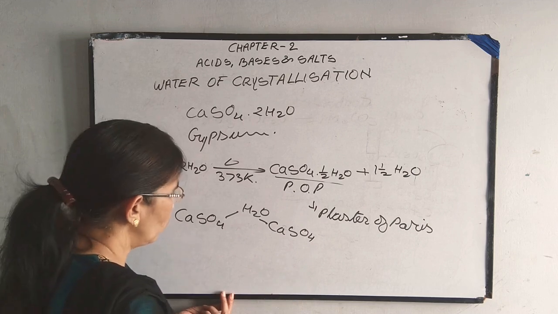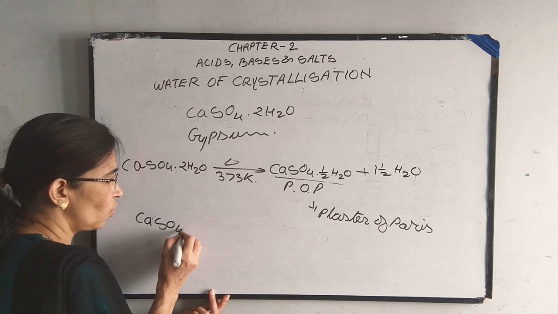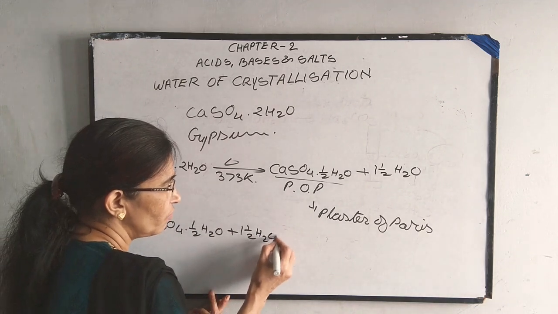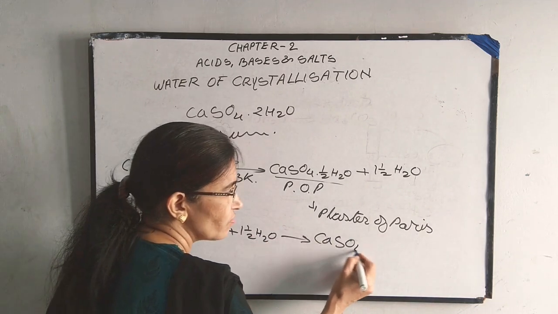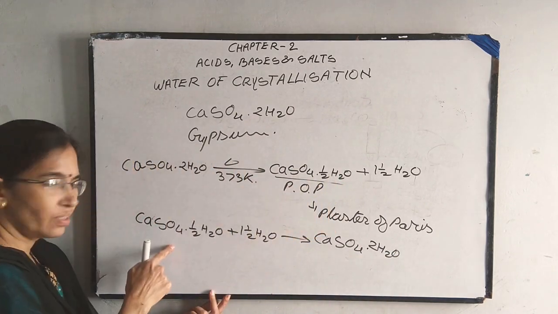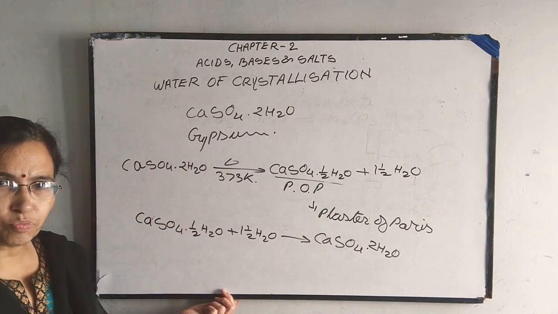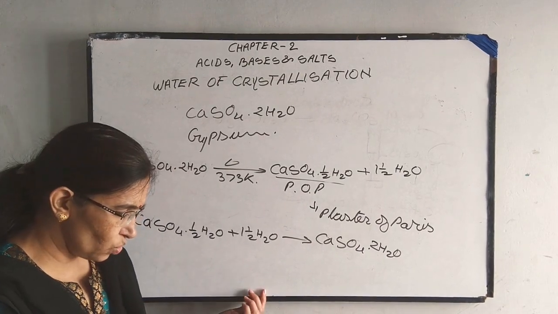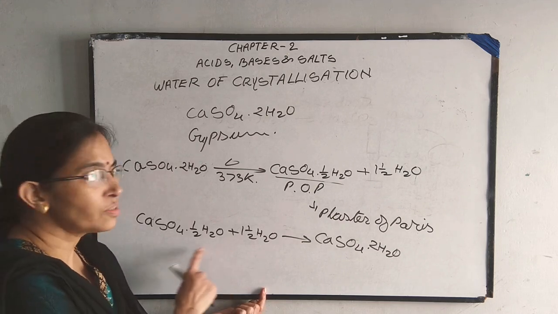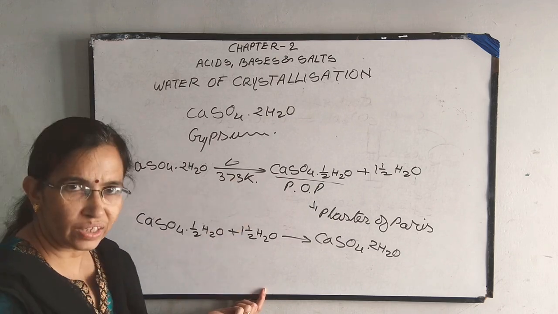If we put water in CaSO4 dot half H2O again, it absorbs 1.5 H2O and is converted into gypsum. So it is vice versa. When we heat, we get plaster of Paris. When we mix water in it, we get gypsum. Got this? And what are the uses of plaster of Paris? First, it is used to support fractured bones. The plaster that is put on when a bone is broken is plaster of Paris. Second, decorative purposes and statues. All these you have to learn. Clear? Thank you.